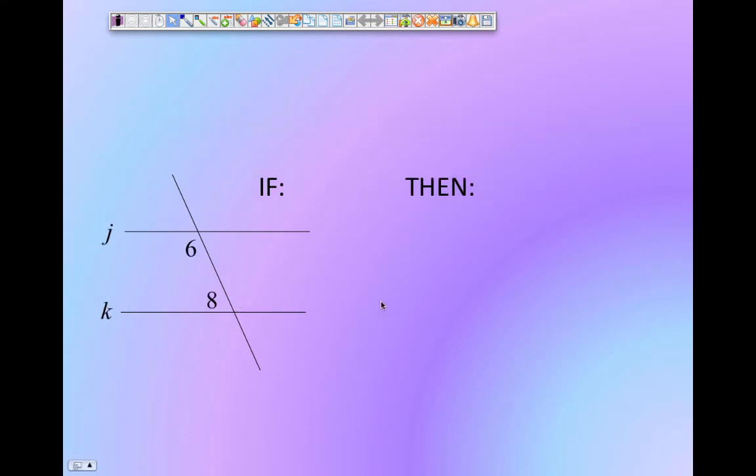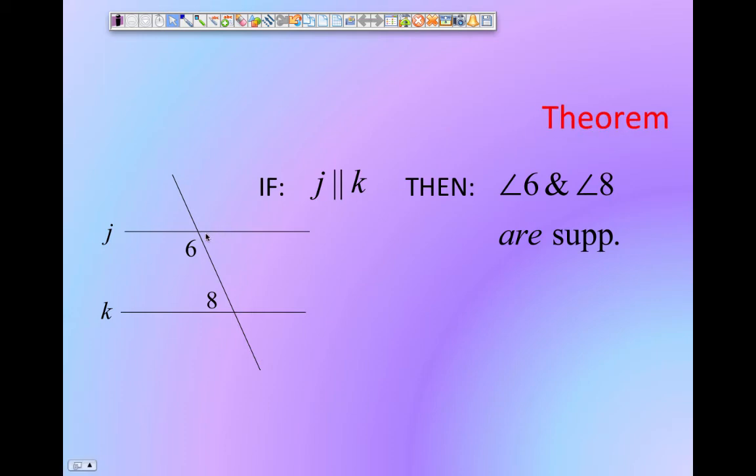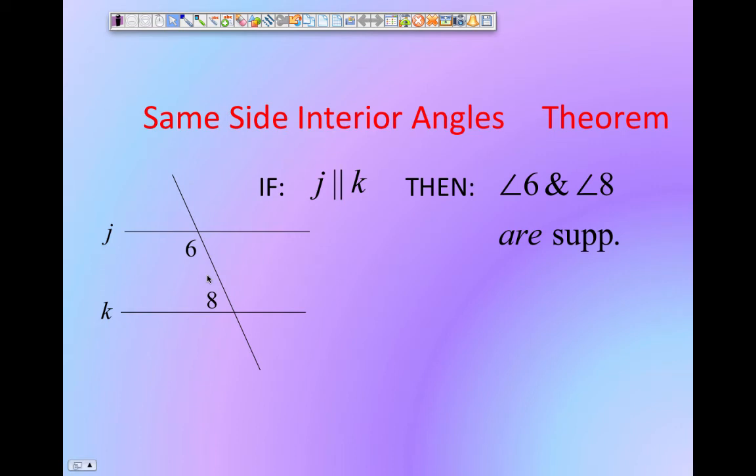And the last one, look at this one. If J is parallel to K, then think about this. Are you going to say these are congruent or supplementary? That's right, they're supplementary. Then 6 and 8 are supplementary. Was this a regular theorem or was this a converse? Look where the parallel lines are. The parallel lines are at the beginning of the statement. That makes it a regular theorem, not a converse. And 6 and 8 are same side interior angles, so it's the same side interior angles theorem.